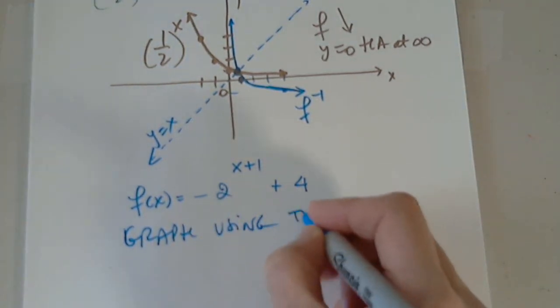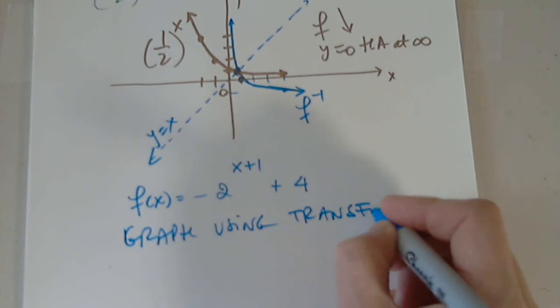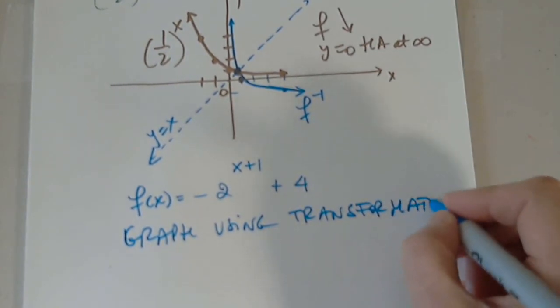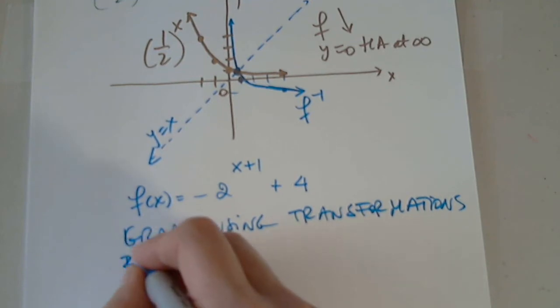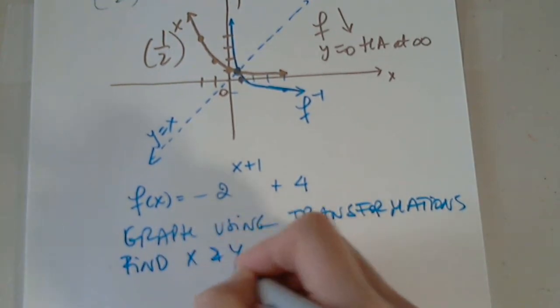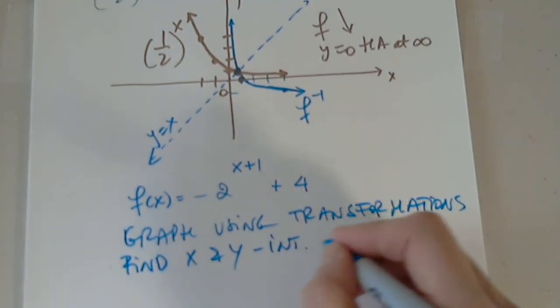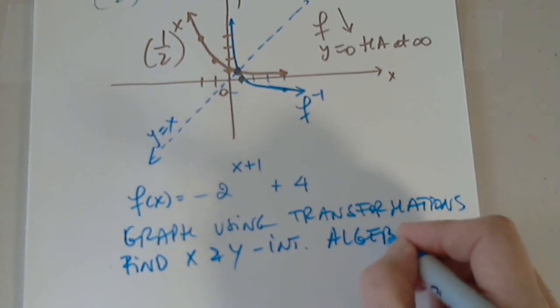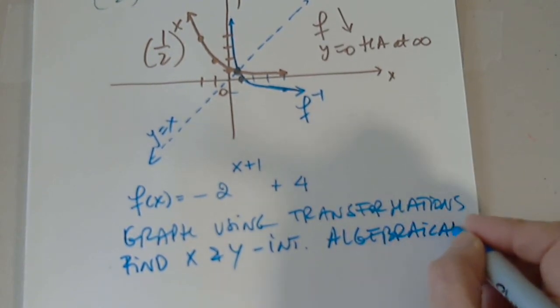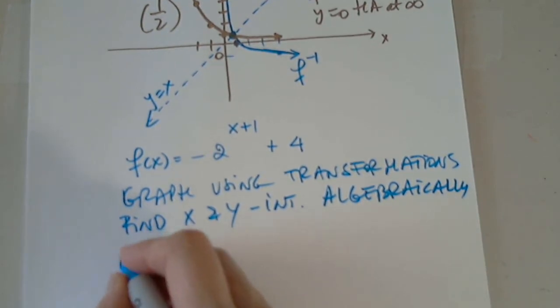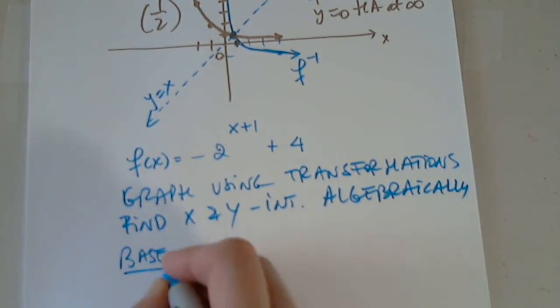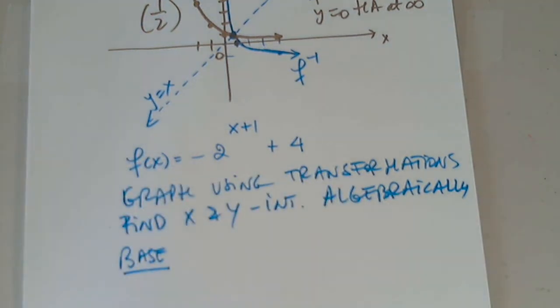Using transformations. Also, find x and y intercepts algebraically. Good. What is the base function used? Which base function did I use here to create this function?